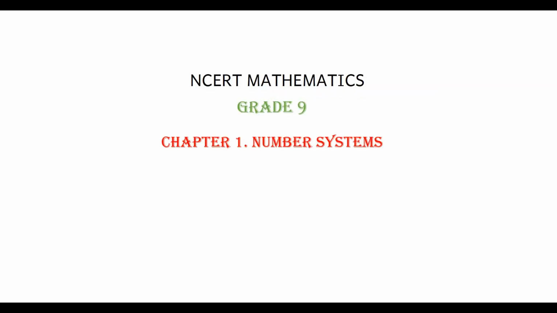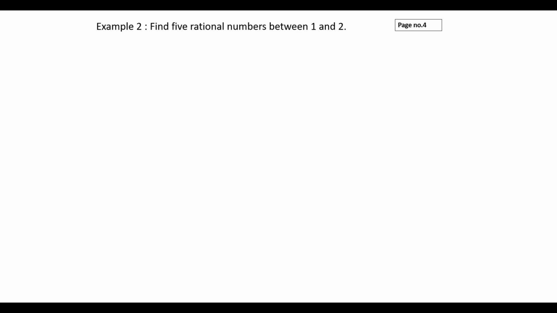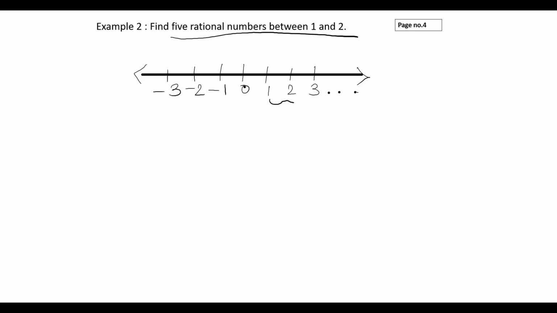In this video, we will see NCERT Mathematics for grade 9, chapter 1, number systems. Example number 2: find 5 rational numbers between 1 and 2. So, we have to find 5 rational numbers in between the integers 1 and 2. We will represent this on a number line. The number line will contain negative numbers, 0 and positive numbers. Between 1 and 2, we have to find the numbers.